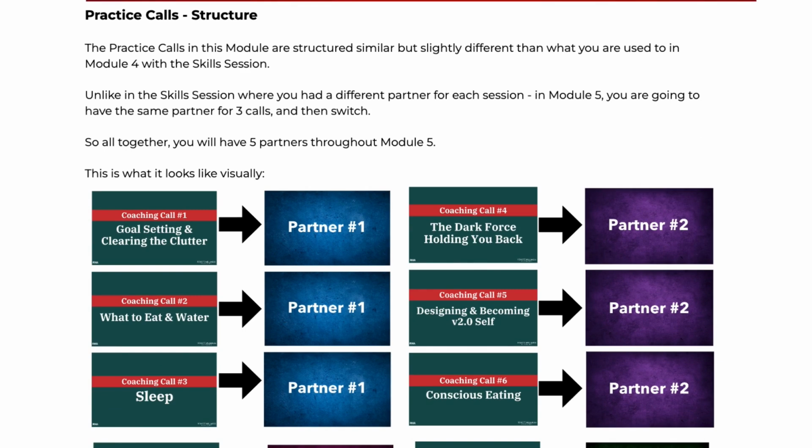Unlike the skill sessions in Module 4, where we had a different partner for every single session, in Module 5 with the practice calls, we're going to have the same partner for 3 calls, and then we are going to switch. And so altogether, you are going to have 5 partners throughout Module 5. 5 and 5, if that helps you in any way, shape, or form. Okay, so this is what it's going to look like visually.